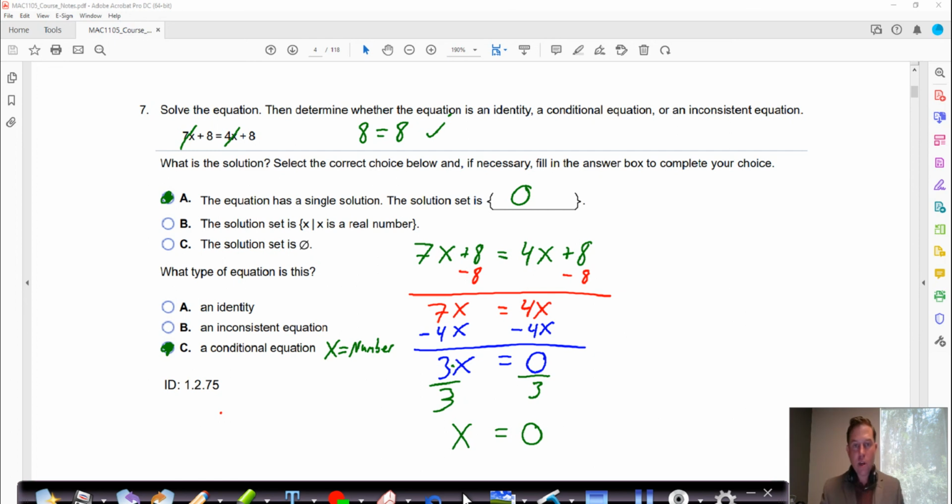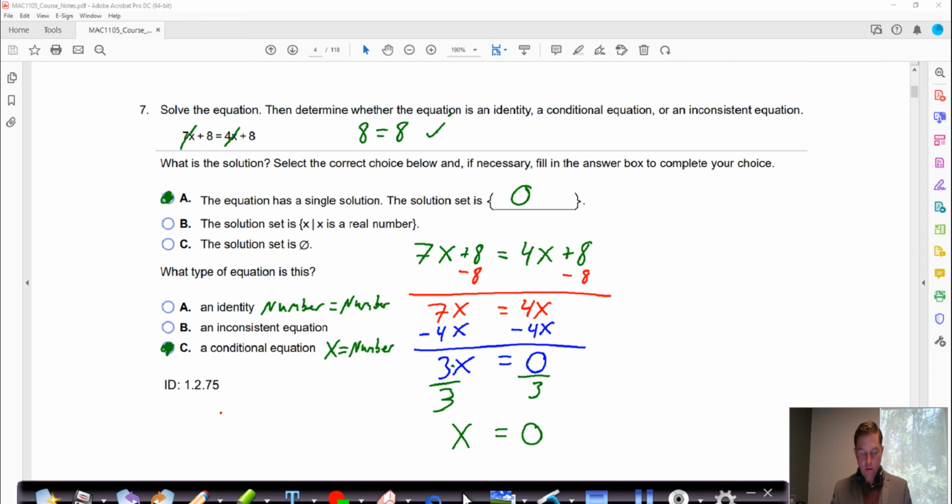An identity is when your x's will actually go away. So as you're solving it, your x's will go away, and you'll end up with just a number equals a number. So now don't confuse it with this. This x went away only because we put the condition that x was equal to 0. I'm talking about if in the algebra steps your x's disappear and you just get number equals number, that's called an identity.